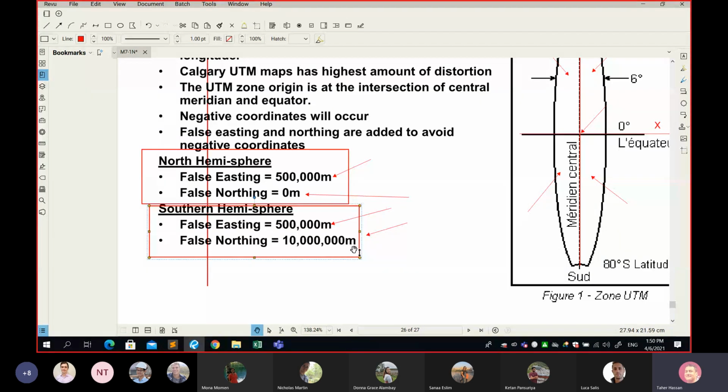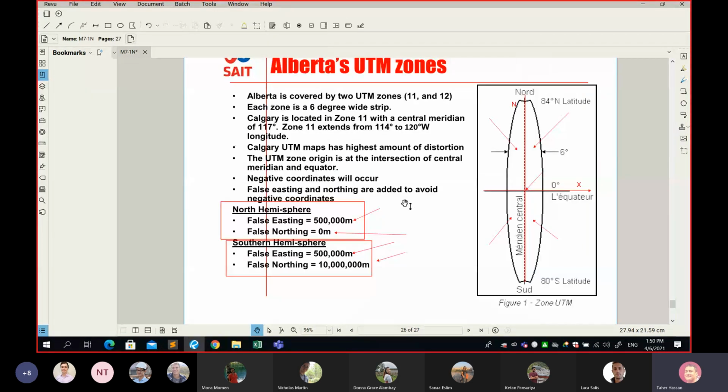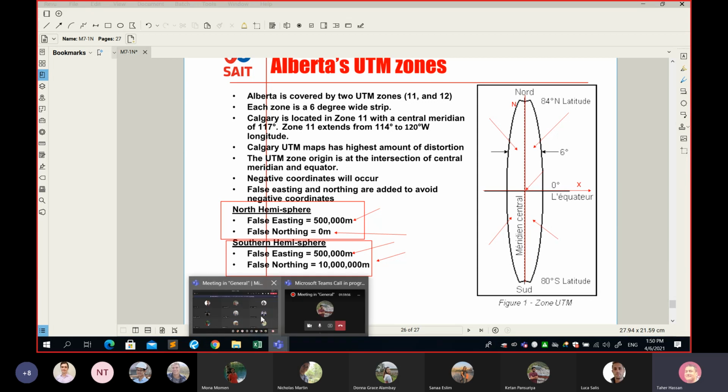10 million meters, okay? And remember, the false easting and false northing have no relationship to distortion. All they do is eliminate the existence of negative coordinates. And that concludes our class.